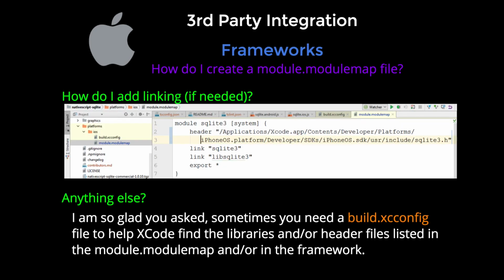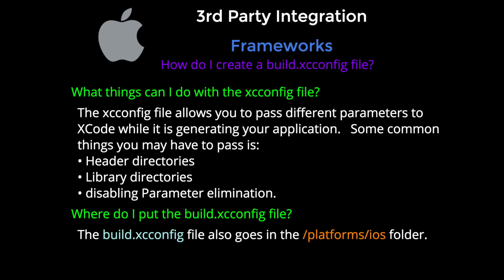There's also some additional advanced stuff you can do in it, like if you need to link in some third-party stuff like SQLite. And the last tip I want to give you is that sometimes you need to build a build.xcconfig file to help Xcode find the libraries or header files listed in the module map or in the framework. The xcconfig file is a configuration file for Xcode. It allows you to set different parameters for like where directories are at, the linker flags, your compiler flags. This file is also put in your platforms iOS folder.